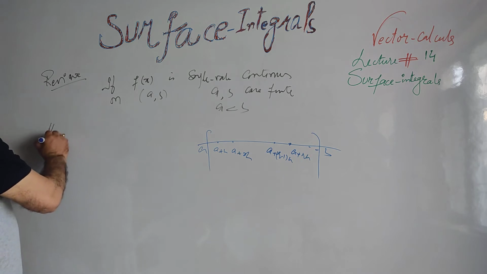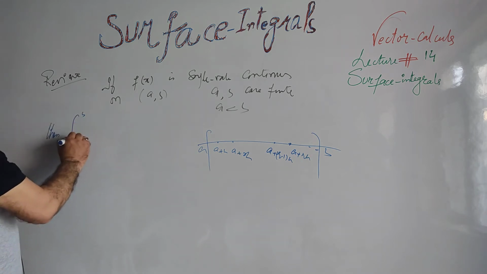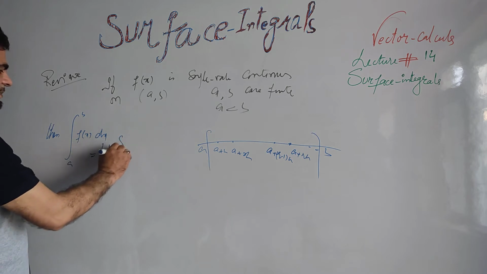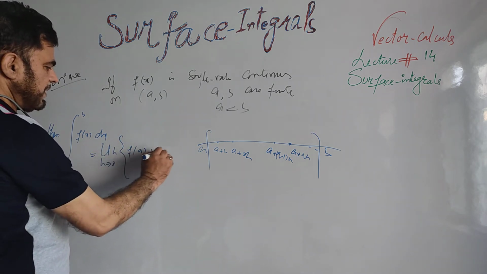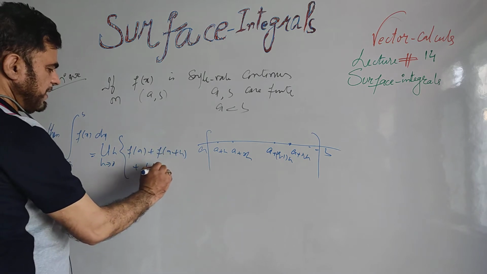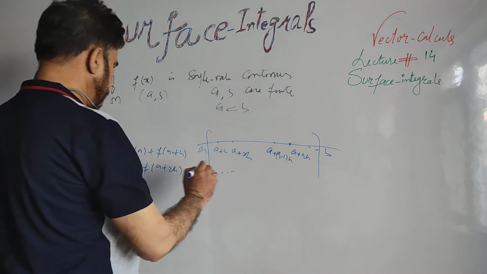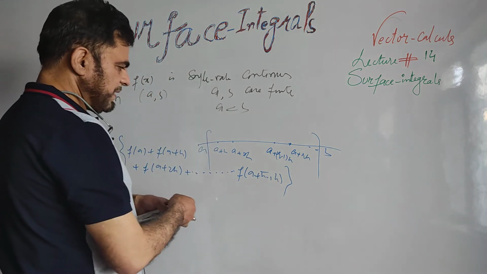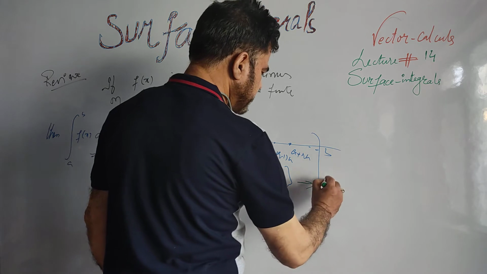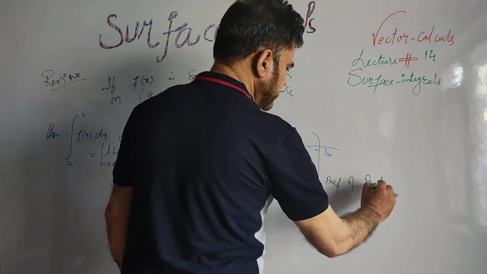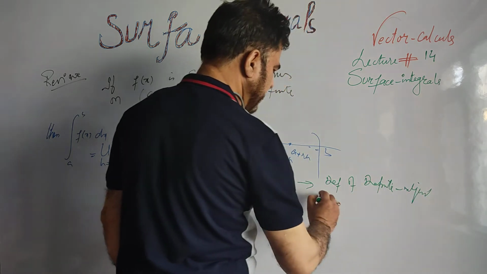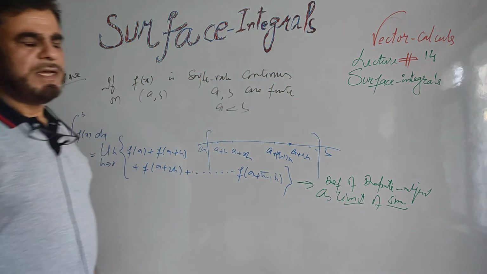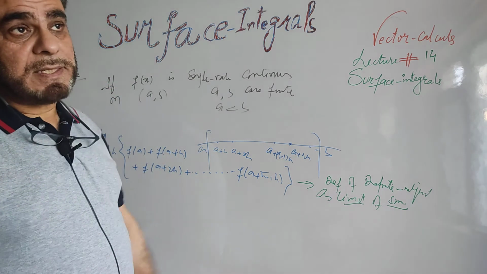Then, if you remember, you write the integral from a to b of f of x dx as the limit, h tending to 0, of h times f of a plus f of a plus h plus f of a plus 2h plus so on, up to f of a plus (n minus 1) times h. This is the definition of definite integral as the limit of a sum. We take the help of this definition in line integral, surface integral, and next coming, volume integral.